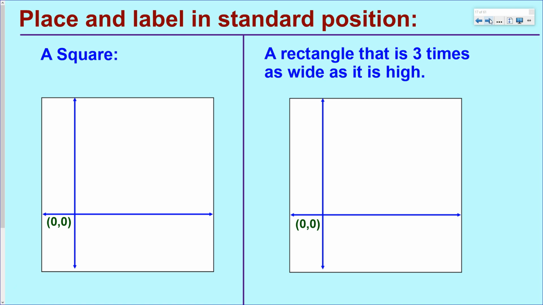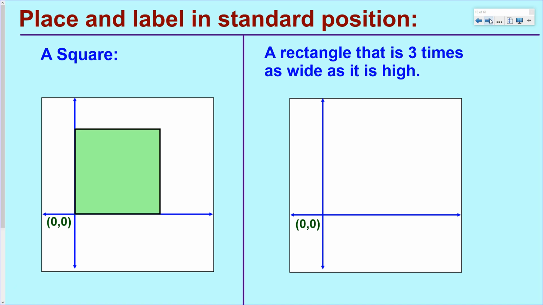So what I'd like you to do here is try to put two shapes in a position that might be helpful, or do standard positions. So I want you to put a square on a coordinate grid, and I want you to put a rectangle that is kind of special. The rectangle is three times as wide as it is high. So why don't you try to put those two shapes on a coordinate grid and label each vertex as best you can with generic variable coordinates. But if there's any special relationship, make sure that that's noted in the coordinates that you choose. Again, pause the video here and make a drawing.